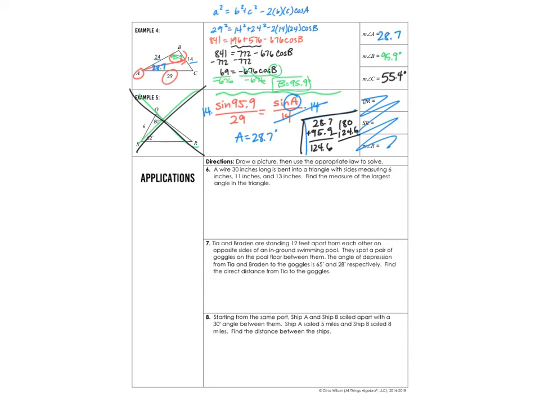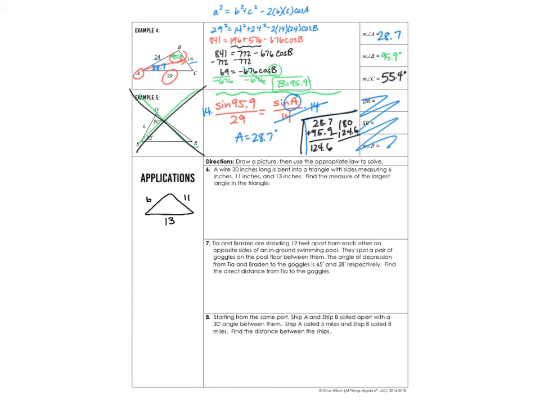Okay, let's look at a few word problems. A wire 30 inches long is bent into a triangle with sides measuring 6 inches, 11 inches, and 13 inches. All right, so let's draw us a triangle. Okay, 6 inches, 11 inches, and 13 inches. Find the measure of the largest angle in the triangle.